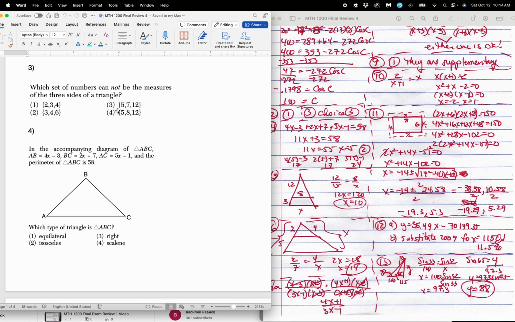Number 3, which set of numbers cannot be the measures of the sides of a triangle? That would be choice 3. Any 2 sides have to add up to be greater than the third side, and 5 plus 7 only equals 12. It's not greater than 12. So choice 3 cannot be.